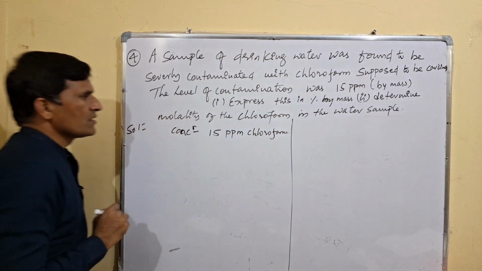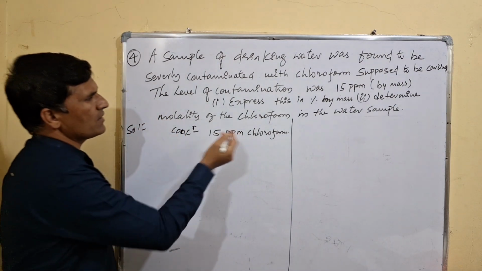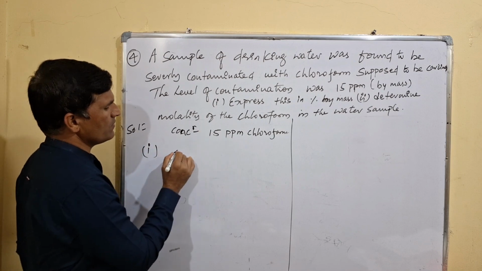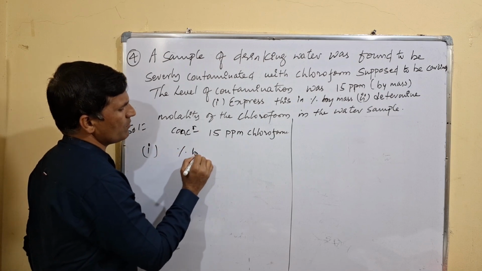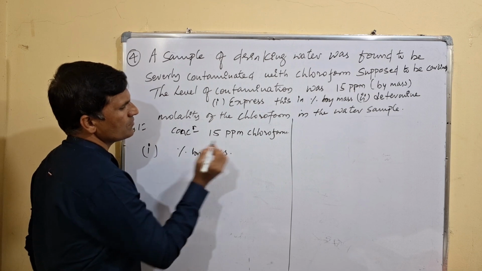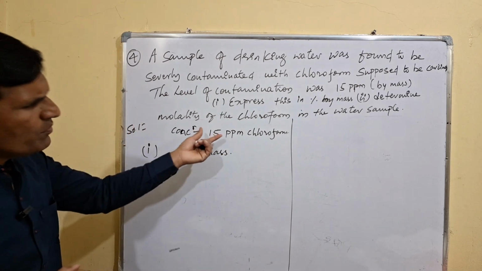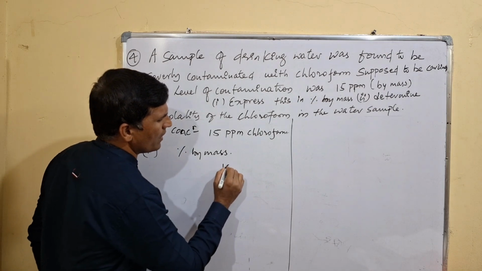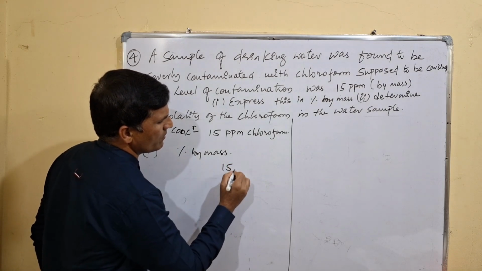Chloroform, right? So then you are expected to express the same in terms of what? First, you are expected to express it in terms of percentage by mass. So what do you mean by this 15 ppm? 15 ppm means 15 parts, by mass he is saying.